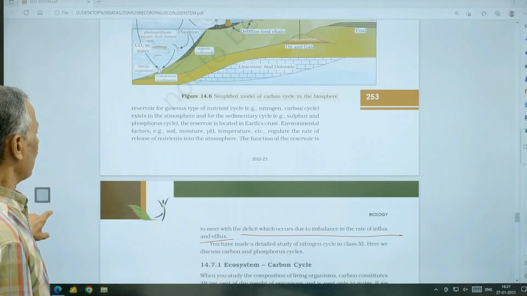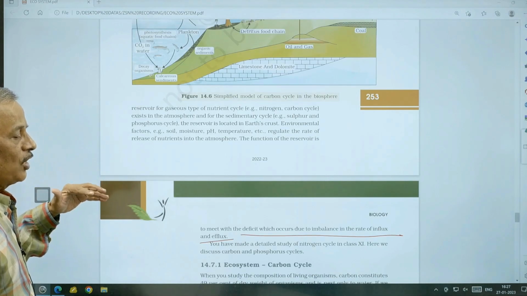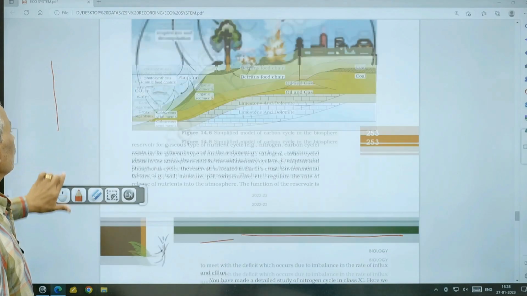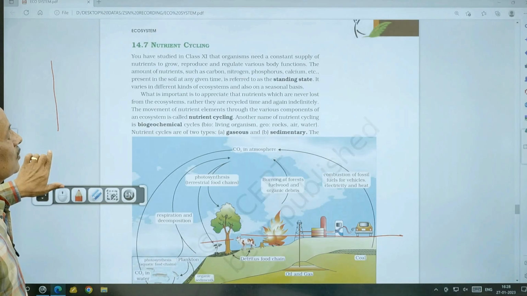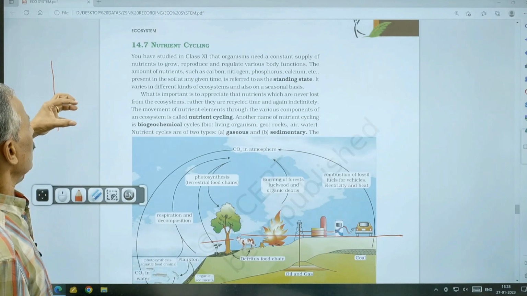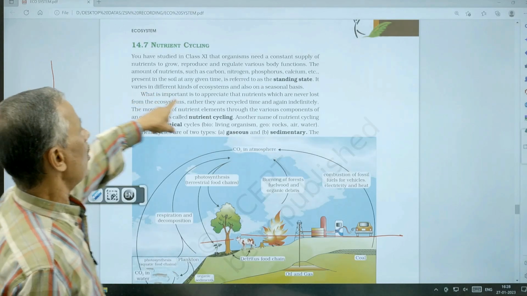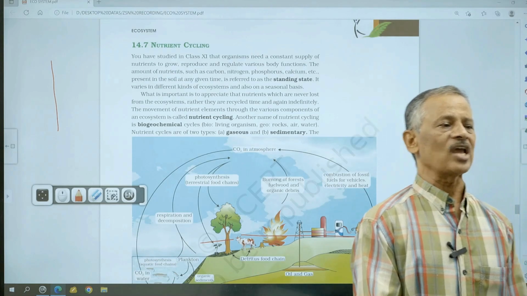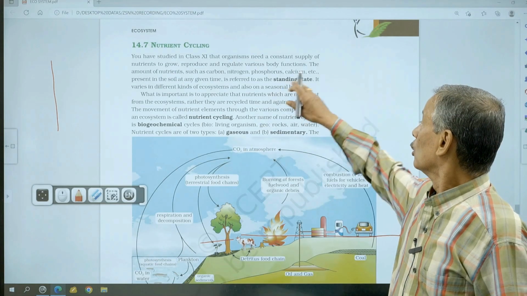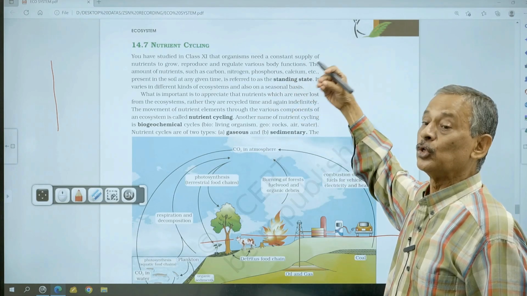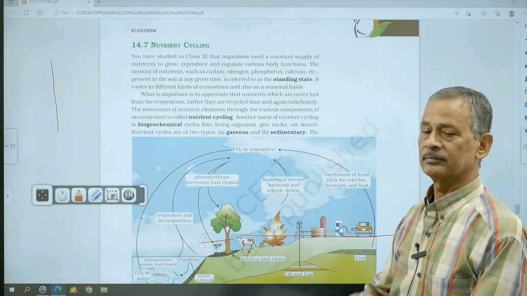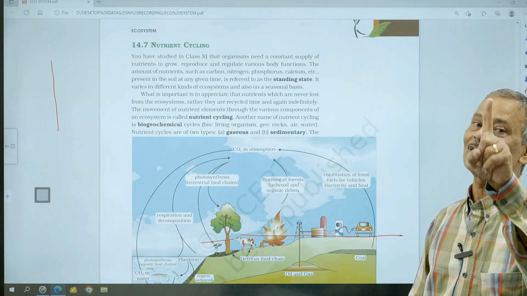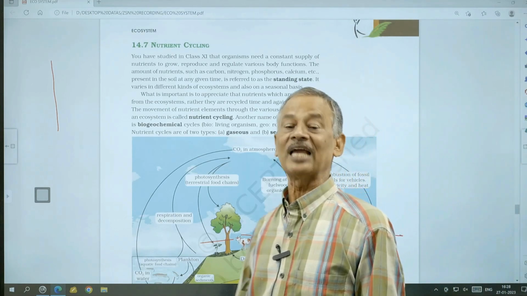These nutrient cycles are thus capable of maintaining a considerable level of nutrients in the soil. The amount of nutrient in the soil will be varying from time to time. What much of nutrients are present in soil at a given time is called standing state. Don't confuse standing state and standing crop. Standing state is the amount of nutrients present in soil, whereas standing crop is the amount of organic matter present in a trophic level at a given time.